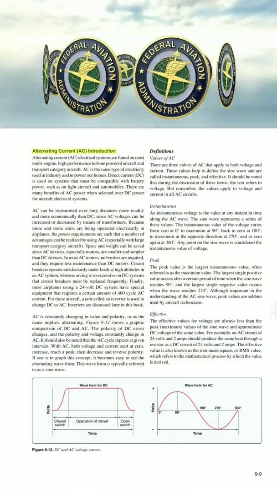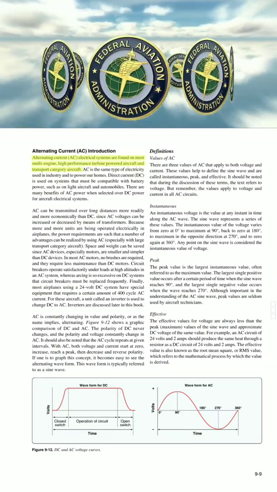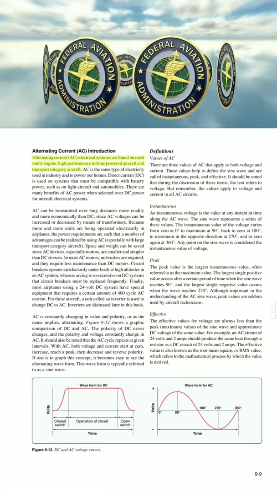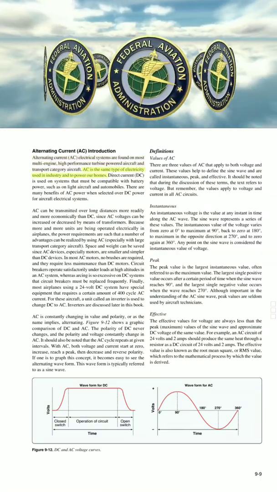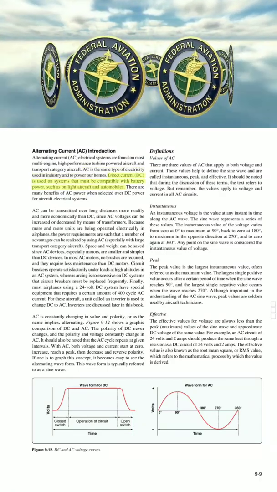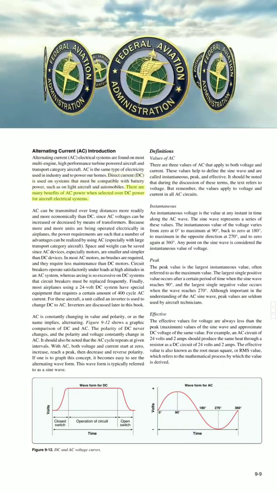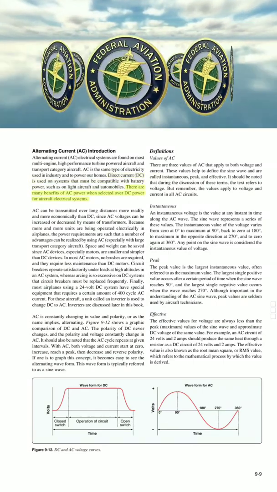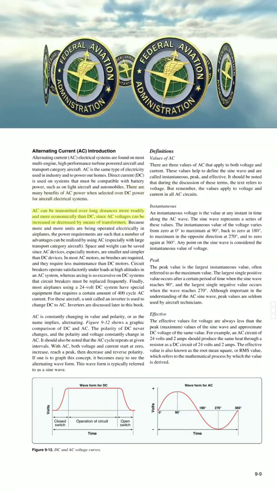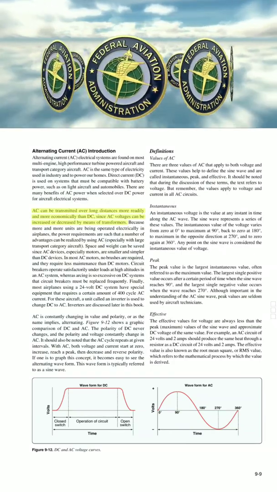9-8. Alternating current, AC, introduction. Alternating current, AC, electrical systems are found on most multi-engine, high-performance turbine-powered aircraft and transport category aircraft. AC is the same type of electricity used in industry and to power our homes. Direct current, DC, is used on systems that must be compatible with battery power, such as on light aircraft and automobiles. There are many benefits of AC power when selected over DC power for aircraft electrical systems. AC can be transmitted over long distances more readily and more economically than DC, since AC voltages can be increased or decreased by means of transformers.